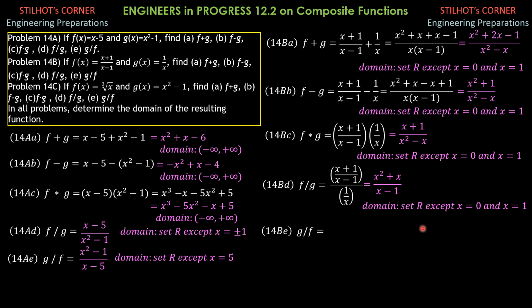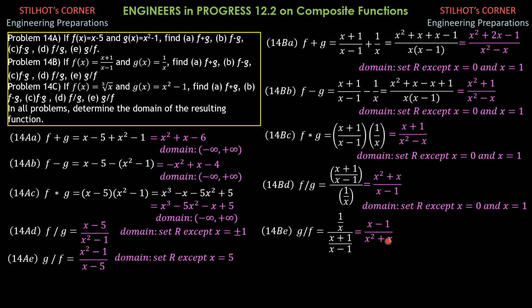14e, g divided by f. So we have 1 over x divided by (x plus 1) over (x minus 1). If you simplify this, that's x minus 1 all over x times (x plus 1), or x minus 1 all over x squared plus x.